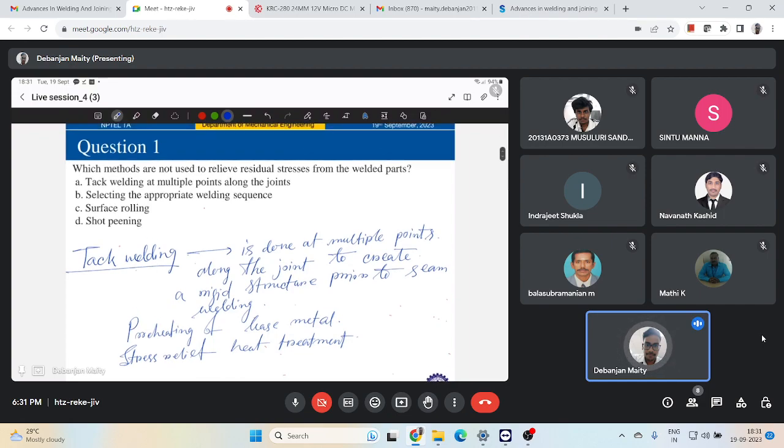Okay, now based on the discussions, can you tell me which methods are not used to relieve residual stress from the weld part? Option C, sir. Option C. C is surface rolling. Yes. So this is not used to relieve residual stress. As I was saying, this tack welding can be used, then we can use this welding sequence. Are you familiar with this shot peening? What is shot peening?